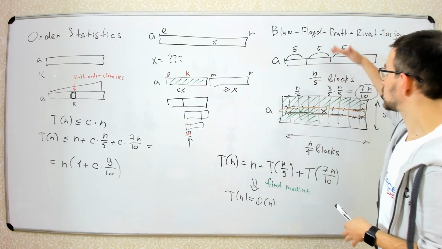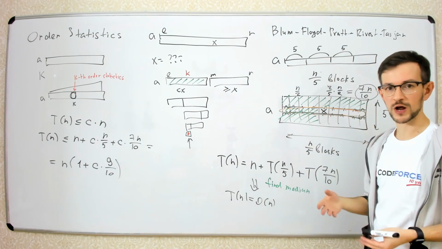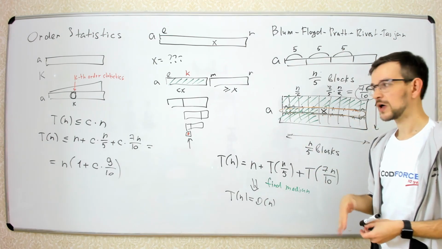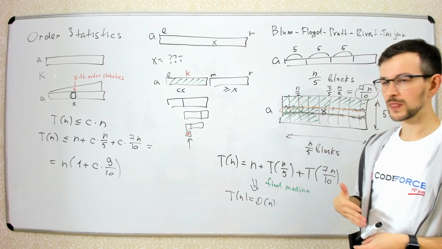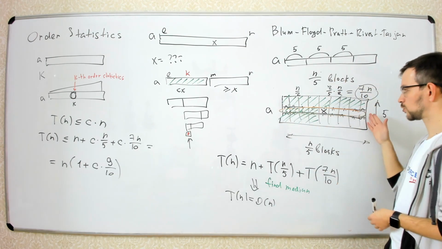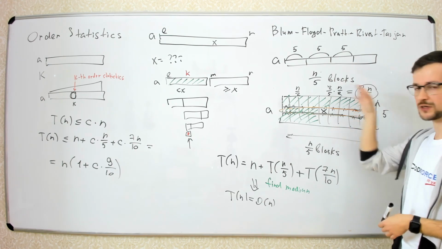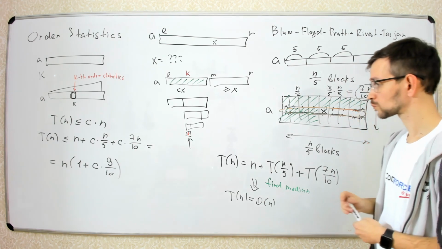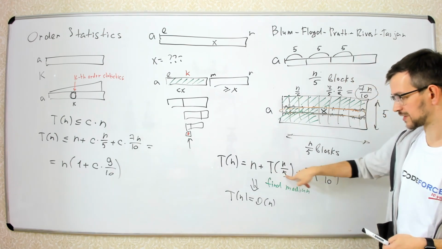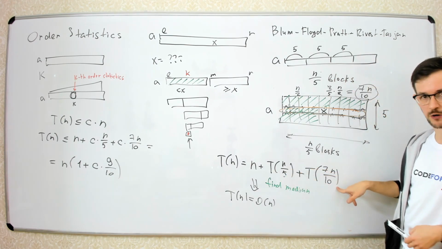Yes, we use the same procedure for every recursive call. So every time on each recursive call, we use this procedure. We split the array into blocks, find the median of medians, and so on. This happens in each recursive call. So here we have the same recursive call, and here we have the same recursive call.